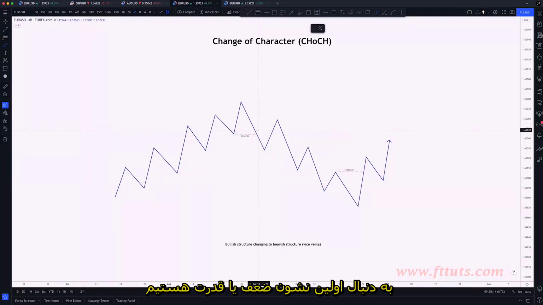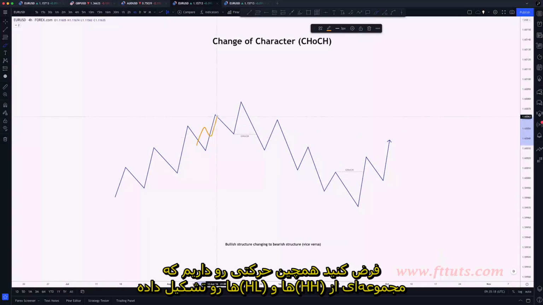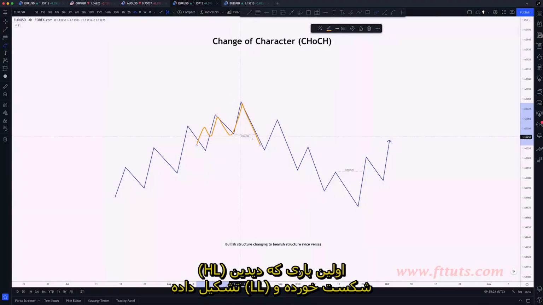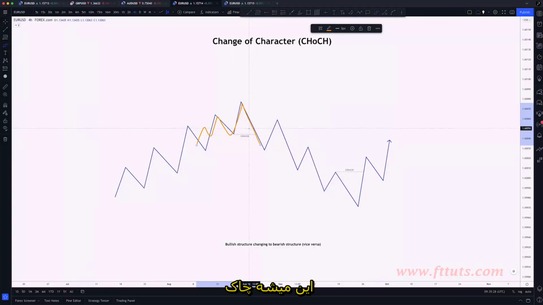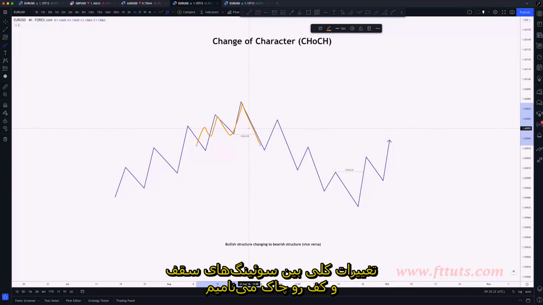So it's the first sign of weakness or the first sign of strength, essentially. So imagine you've got some nice small price movements making a series of higher highs and higher lows. The first time you see that higher low fail and we get a lower low, that is your change of character, okay? Generally, we're applying that to the internal structure between the swing highs and the swing lows. That is what we call a change of structure.